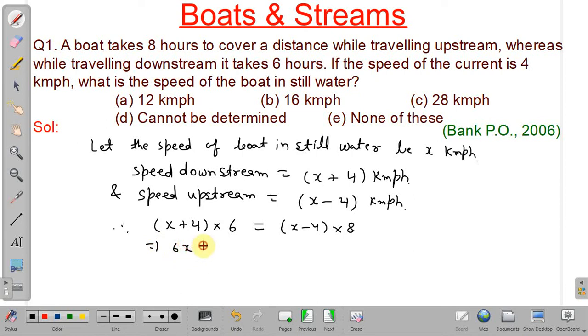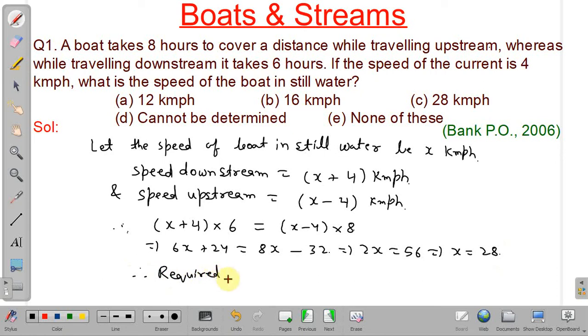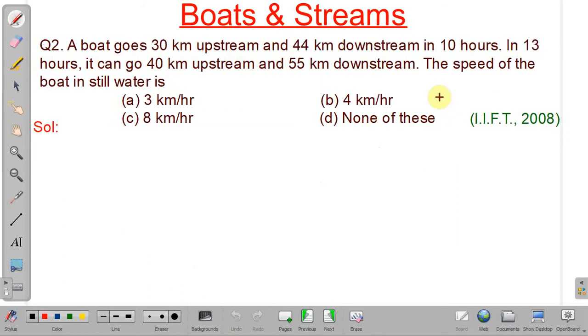So 6x plus 24 equal to 8x minus 32. And from this, we will get twice of x equal to 56, or x equal to 28. And what is x? x is the speed of boat in still water. Therefore, required speed is equal to 28 kilometer per hour. Our answer will be option number C. We will discuss next problem.